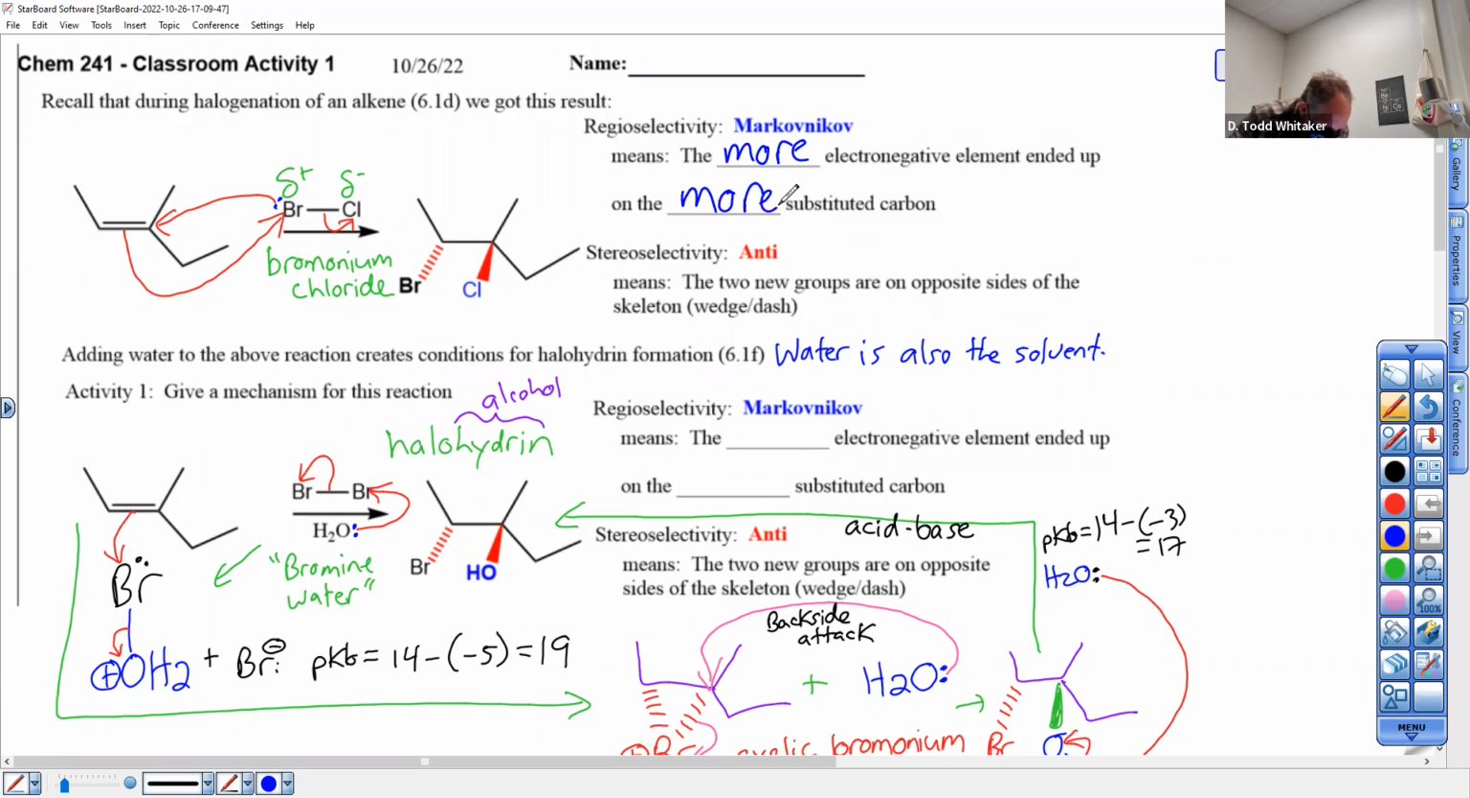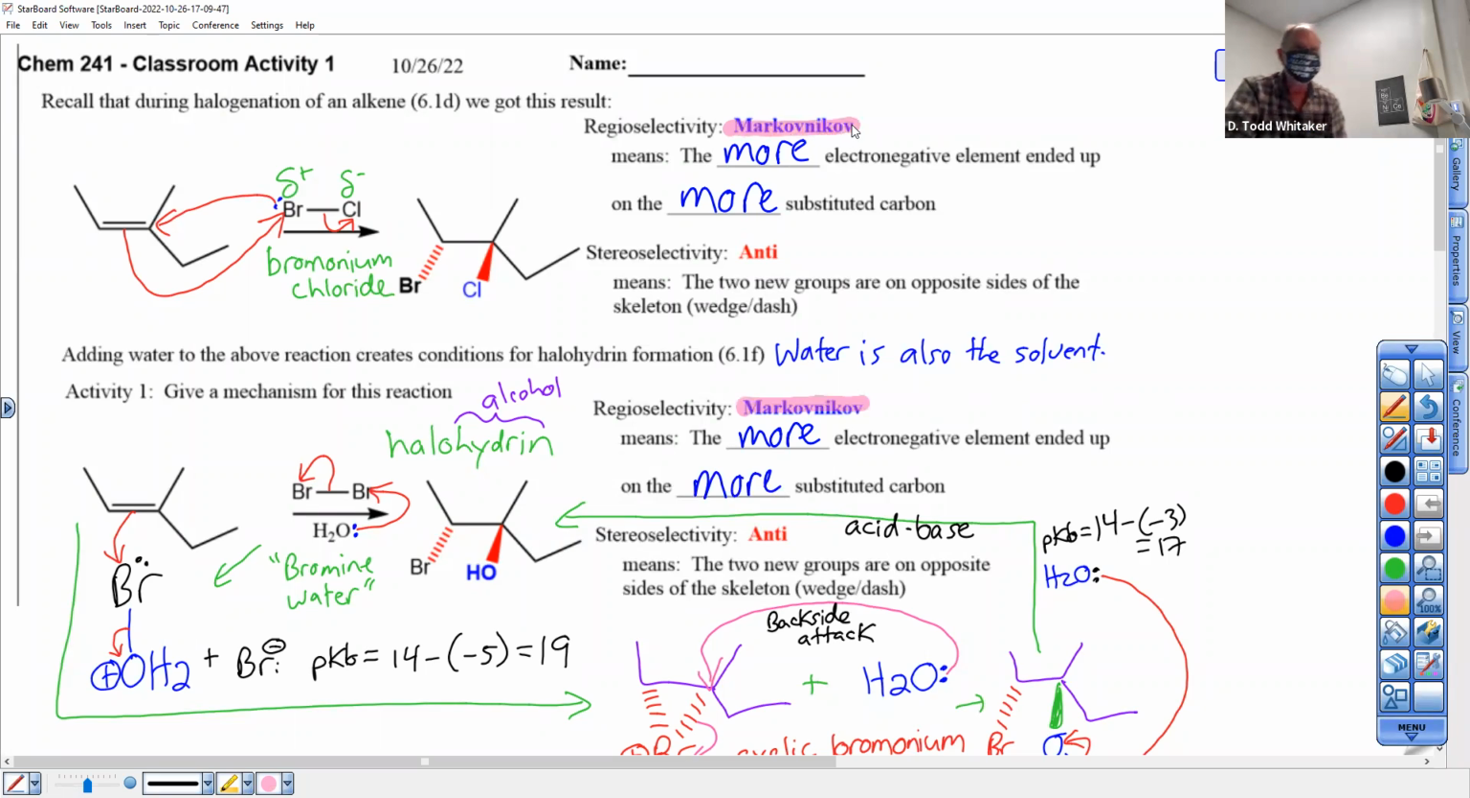Same story downstairs. The more electronegative element, which is oxygen, 3.5 versus bromine, 2.8. The more electronegative element ended up on the more substituted carbon again. And what's the name of that whenever that happens?